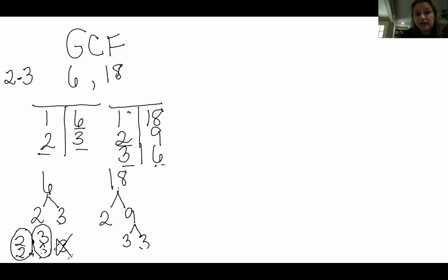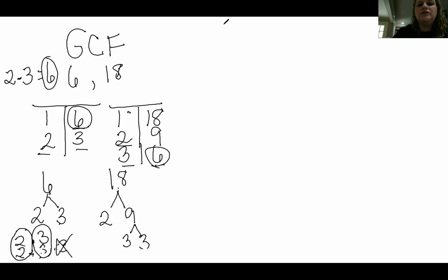Now it's different in least common multiple, but for greatest common factor, we group the pairs and then we multiply the ones we grouped. So we grouped a 2 and we grouped a 3, and 2 times 3 is 6, and that's what we came up with over here as our greatest common factor. So either way we did it, we came up with 6.